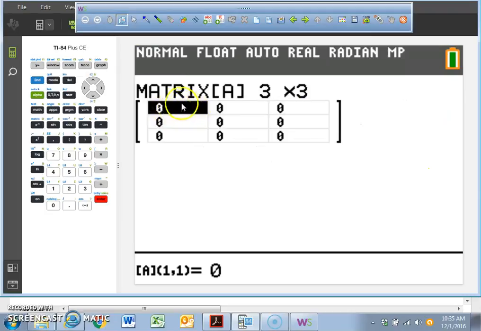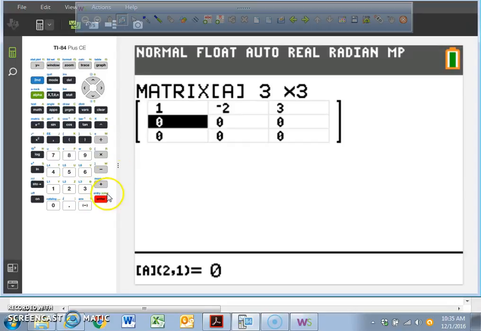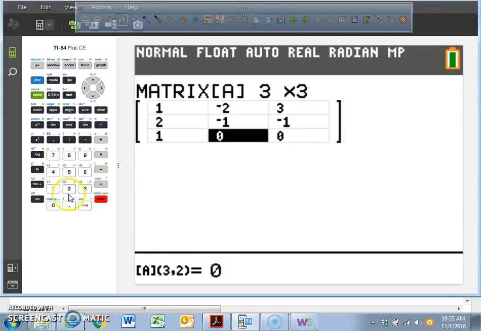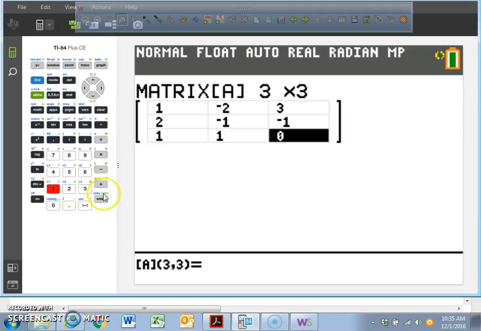Megan, tell me the numbers that are going to go along the first row. 1, -2, and 3. 1, -2, 3. Good. Keep going. 2, -1, -1. And remember the bottom row was a 1, a 1, and a 1.